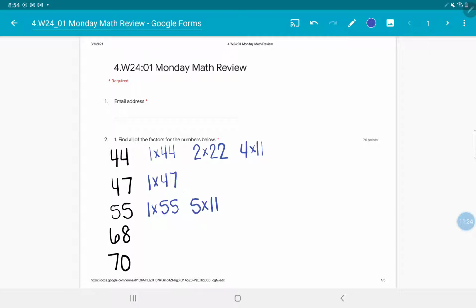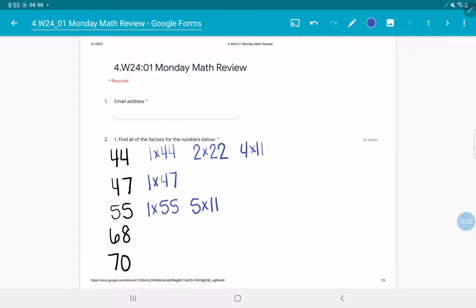Okay, so what do we need to try now? 8. We just said 7 times 8 is 56. So is 7 or 8 going to be a factor? No. 9? No, it's not. 9 times 6 is 54. 10? No, it doesn't end in a 0.